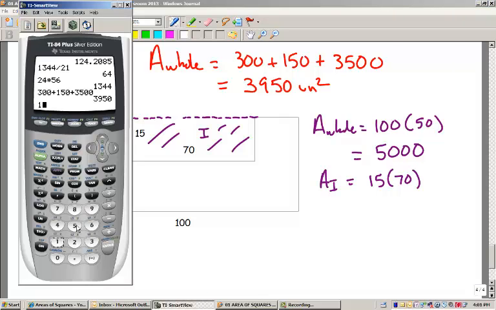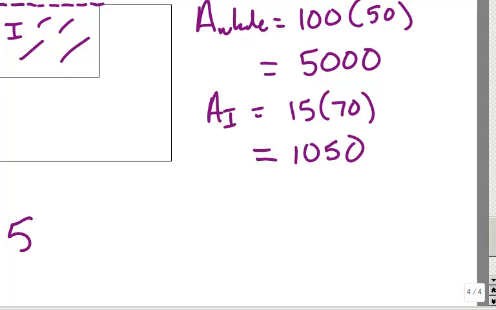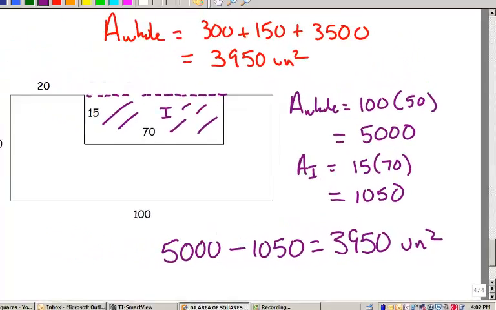Get a calculator on that one. 15 times 70, and you get an answer of 1,050. So if I take the area of the whole piece and subtract the piece that's not there, lo and behold, it matches exactly what we got on the top part.